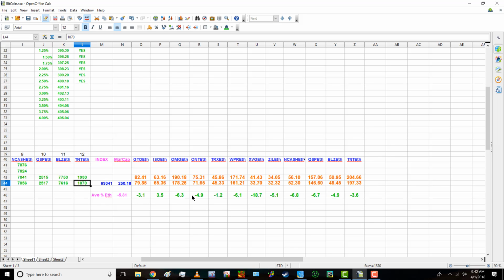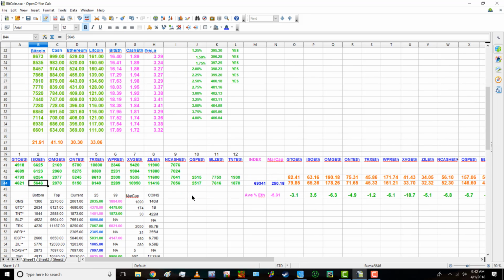I want to see what the percentage change is relative to Ethereum. So now I've got some data. I've started off a new base, so now have the percentage change of these coins relative to Ethereum, and one can get a relative index in that regard. So average percent change relative to Ethereum minus 5% from this point here.